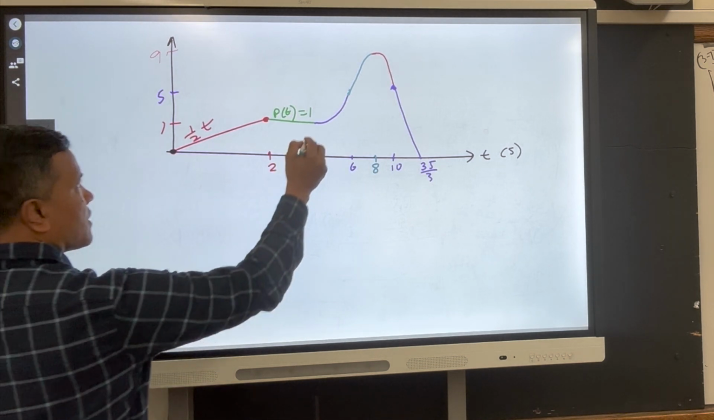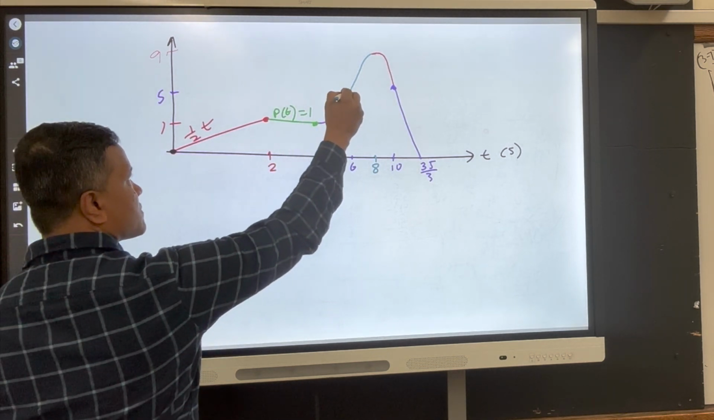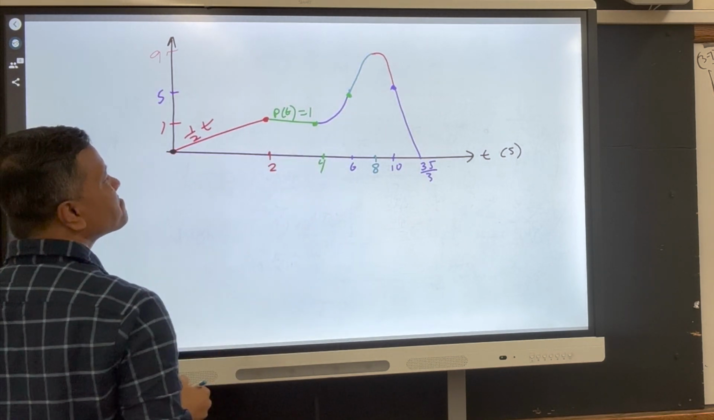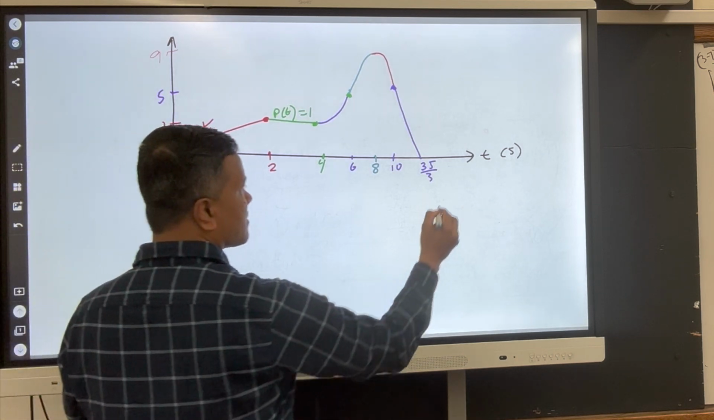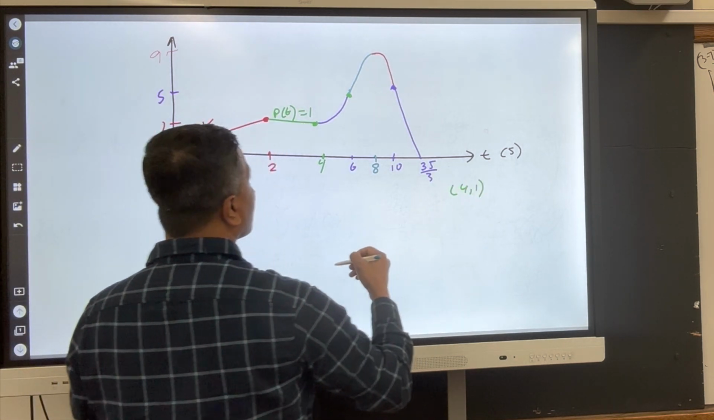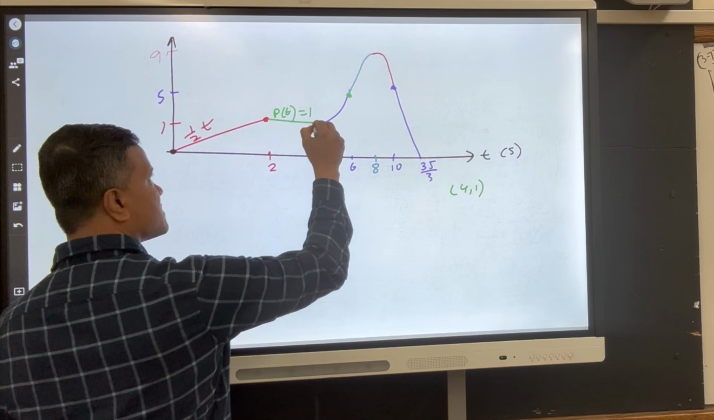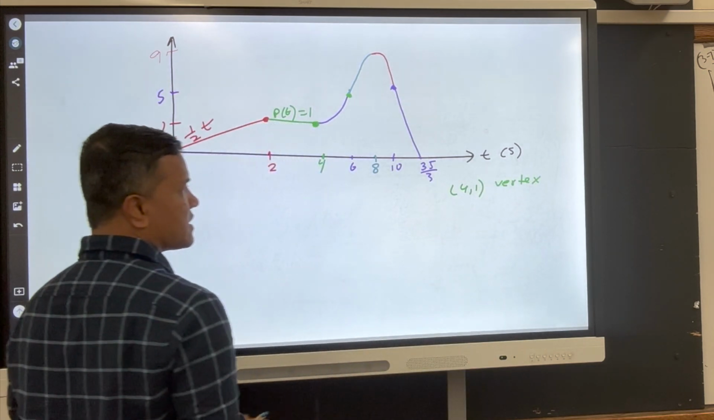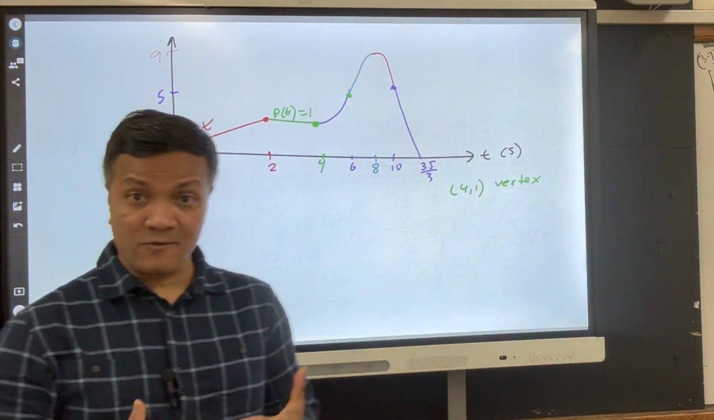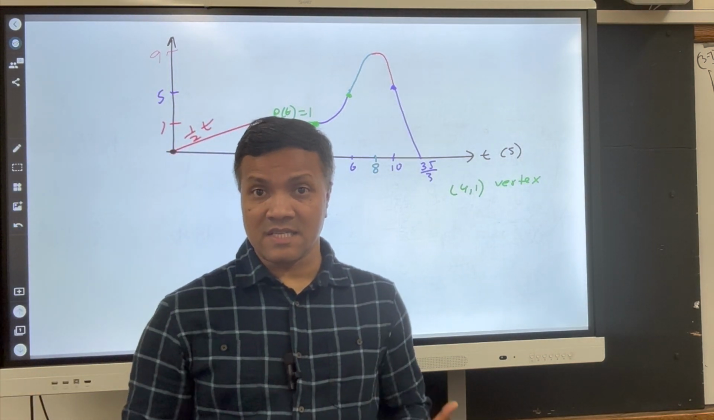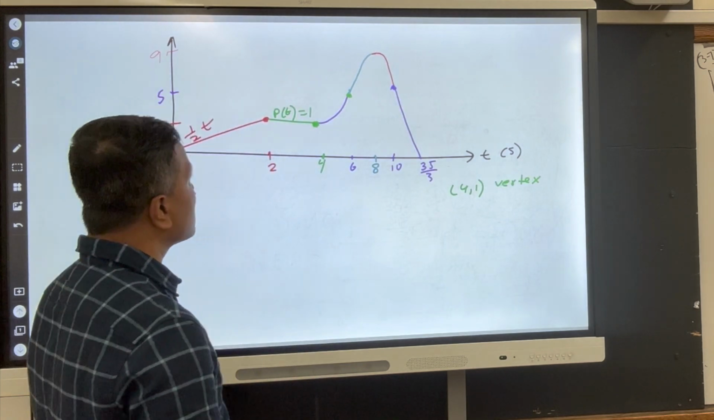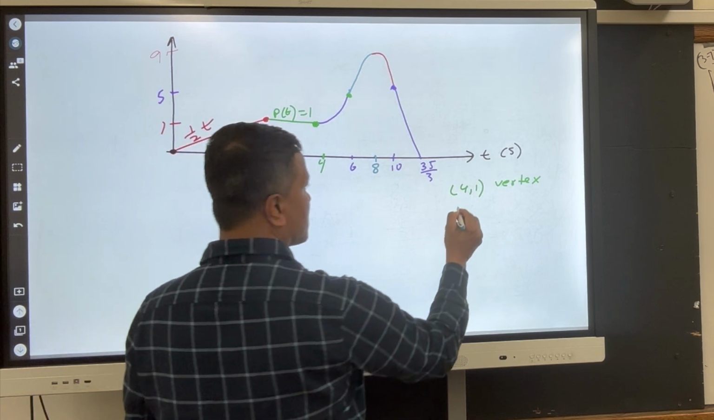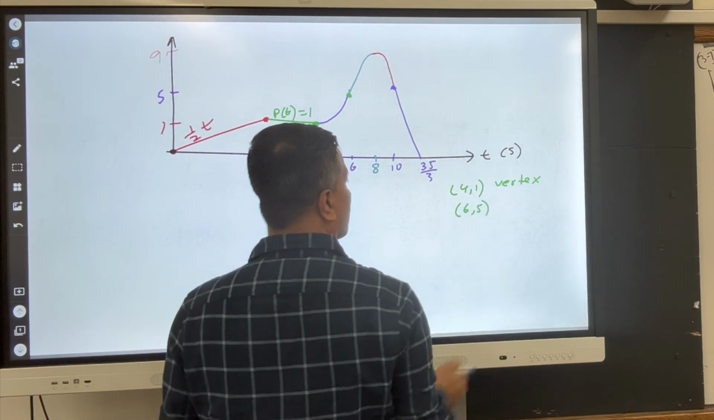The next one, from here to here. So you have (4, 1), and (4, 1) is the vertex. This is a vertex. What is a vertex? Vertex is where the object reverses direction. That's the definition of vertex. Okay, what is this one? (6, 5). (6, 5). All right.